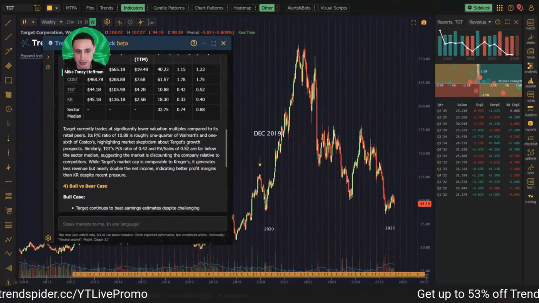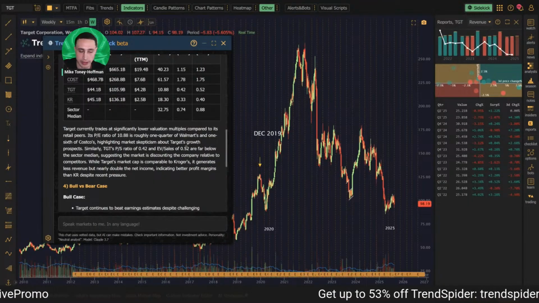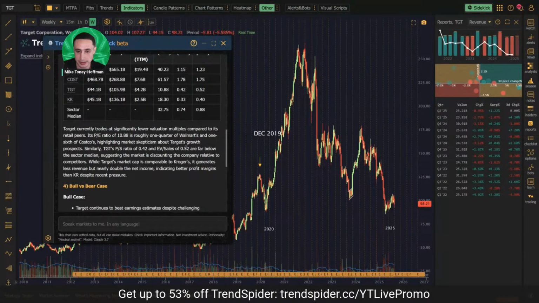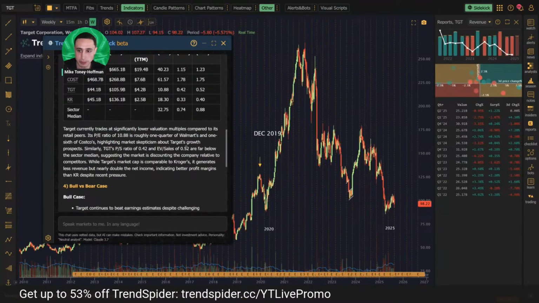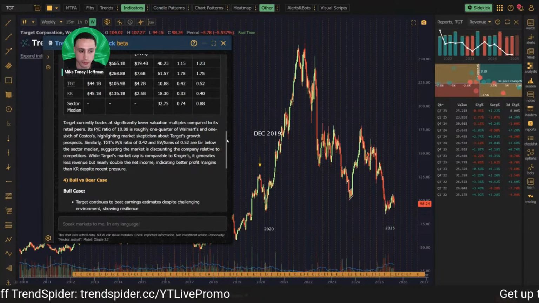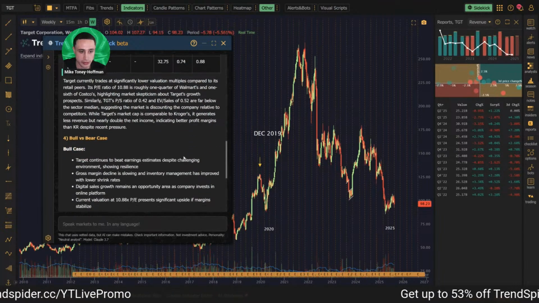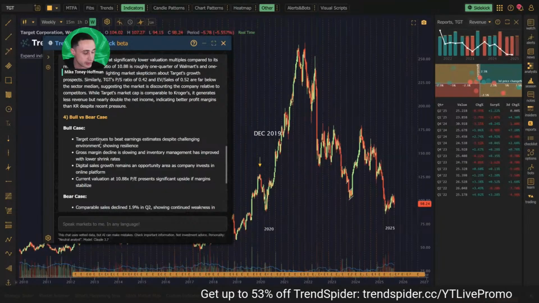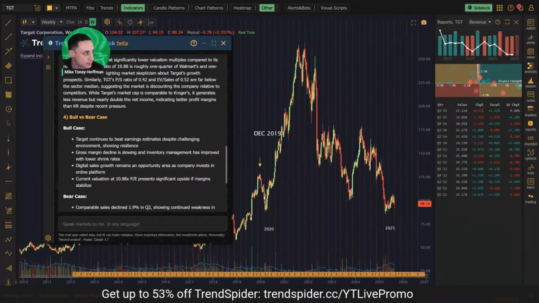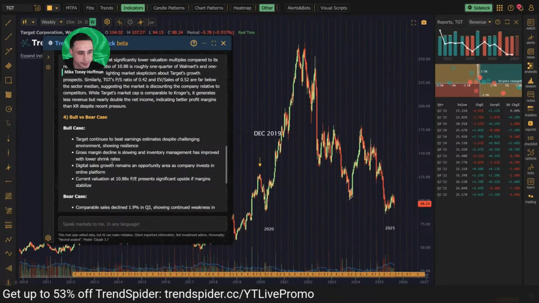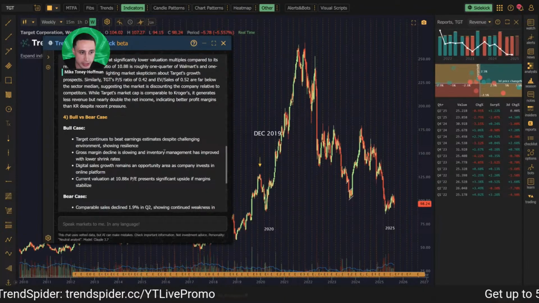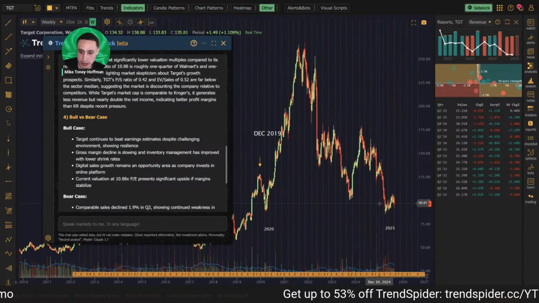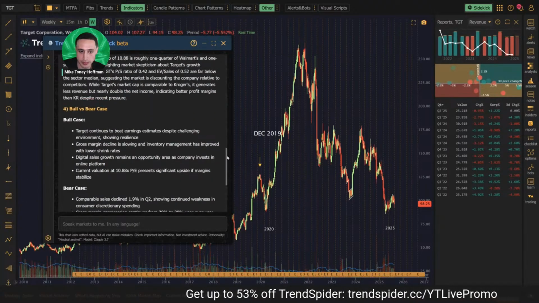And by the way, guys, this is not pulling from the internet of just garbage data. This is all real data from actual filings and data that we pay a lot of money for at TrendSpider. Obviously LLMs can hallucinate, but you can be fairly sure that this is very, very accurate data. And so the bull case for Target, and as you can see here, it is trading very low right now. So if you're a value investor, this might be something to look into.